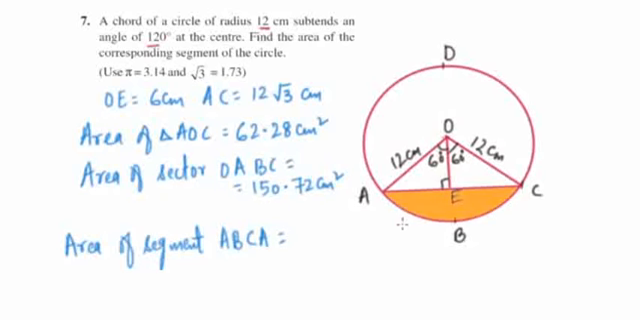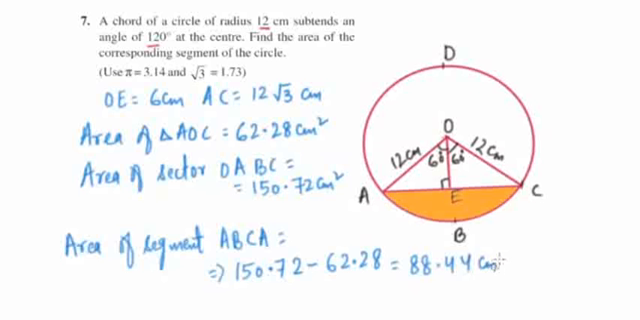Now let's find the area of segment ABCA, that equals 150.72 minus 62.28, and on solving this we'll get the area of segment as 88.44 square centimeter.